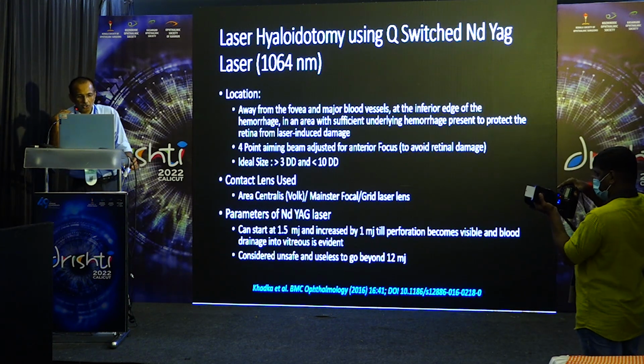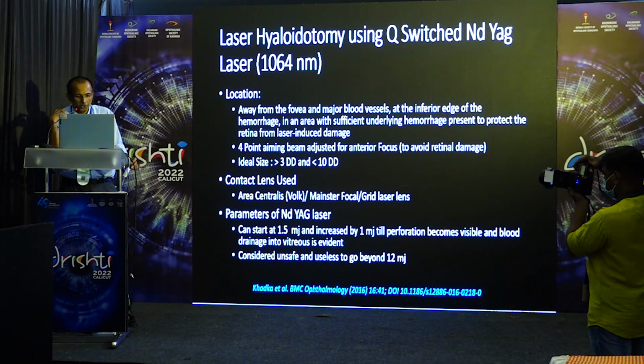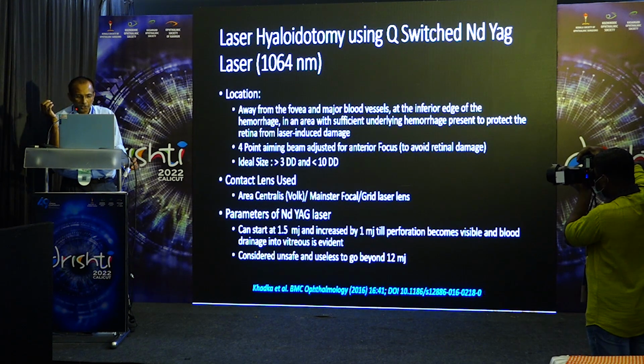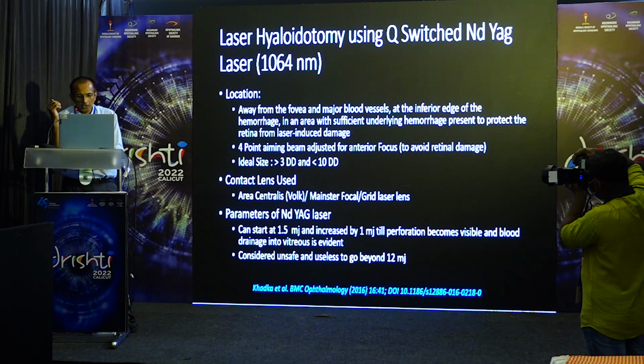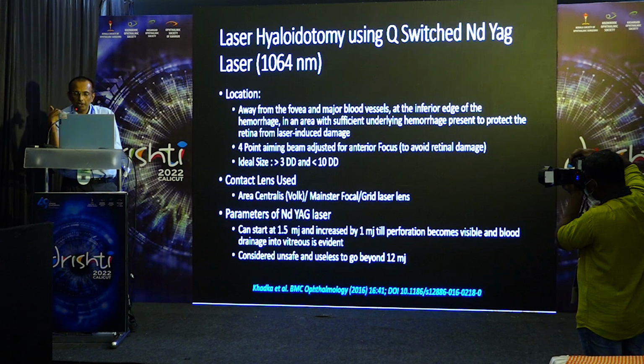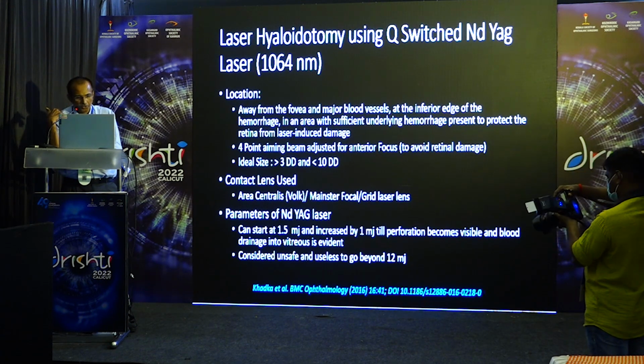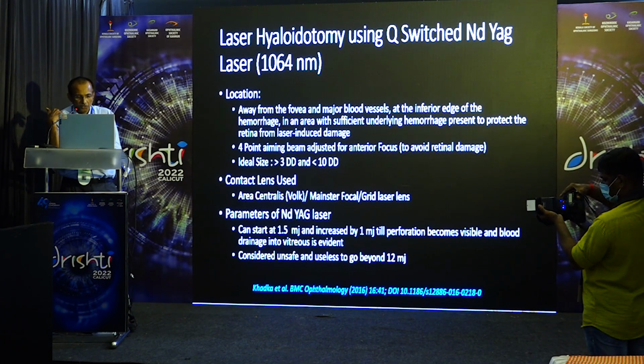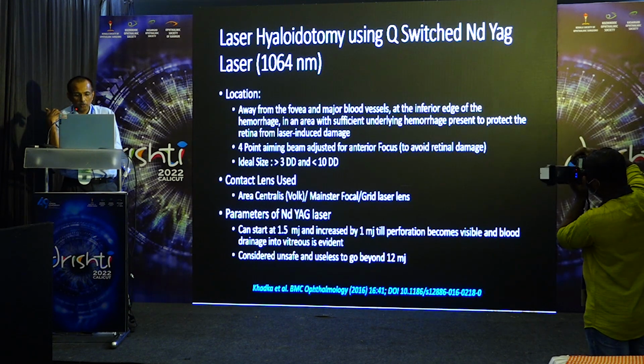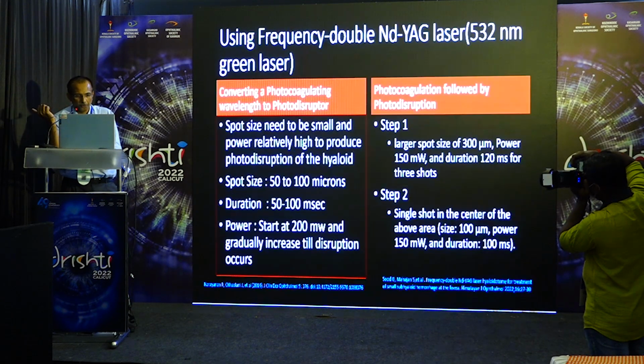As far as the parameters are concerned, you can start at 1.5 millijoules and increase it in 1 millijoule increments till you get a perforation and the blood drainage into the vitreous becomes evident. It's considered unsafe and useless to go beyond 12 millijoules, because you should know when to stop.